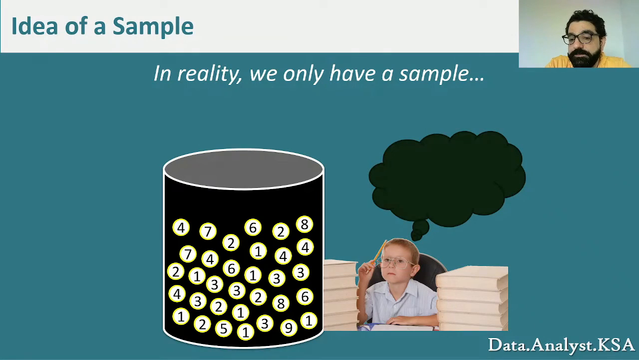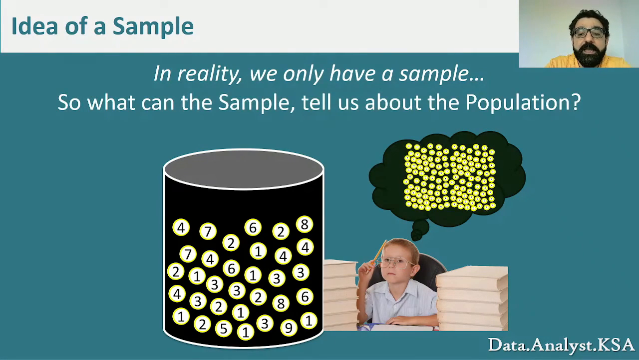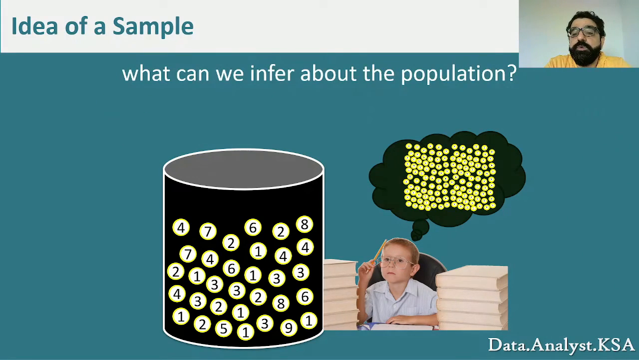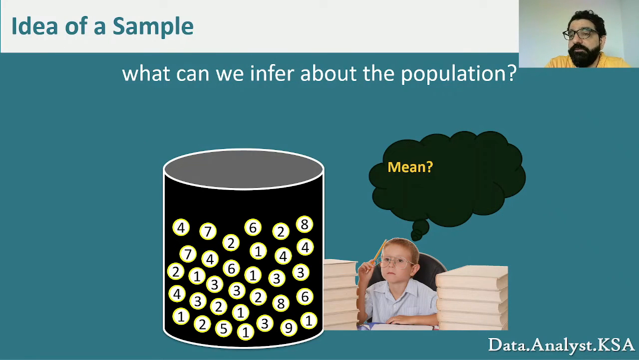But the question comes, as this little smart kid is thinking: what can we tell, or what can we infer, about the population from this sample? So let's say we have a sample that is representing 10% of the population. What can we tell about the population fully from this specific sample? So can we, for example, know the mean of the population?